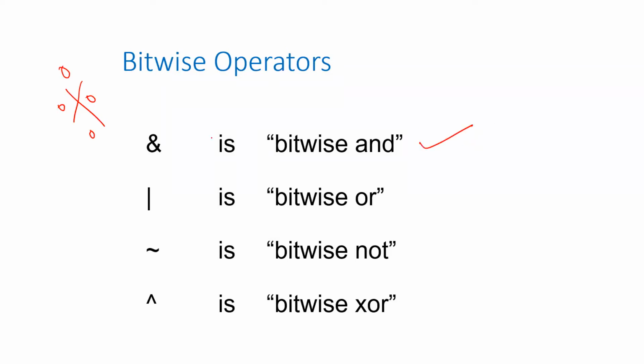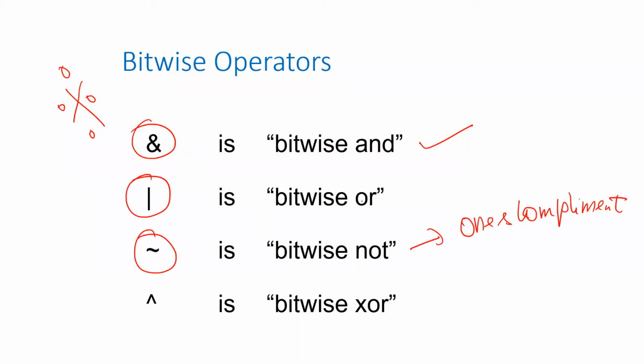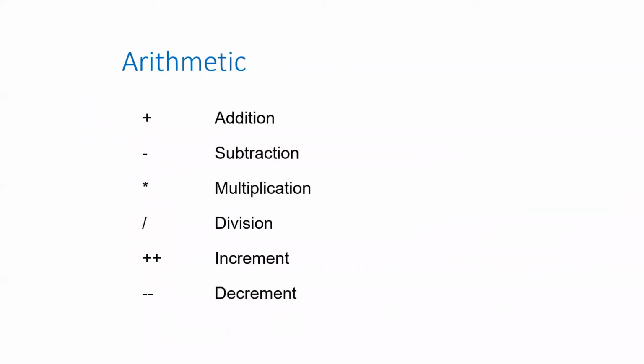So this is bitwise AND, bitwise OR, bitwise NOT, or 1's complement. It will simply invert the bits from 1 to 0 and 0 to 1. And this is the bitwise exclusive OR operator. And this is pretty straightforward: arithmetic addition, subtraction, multiplication and division. Increment and decrement operators we use for shorthand notation.